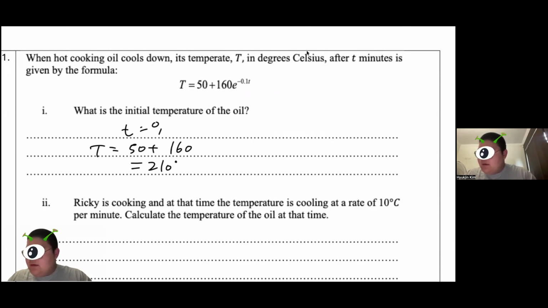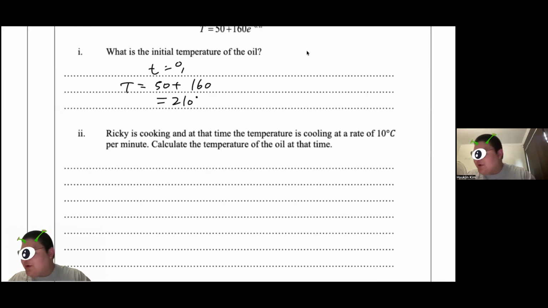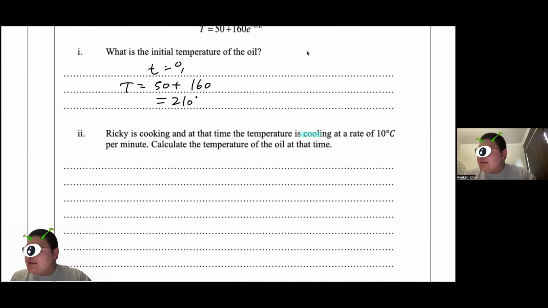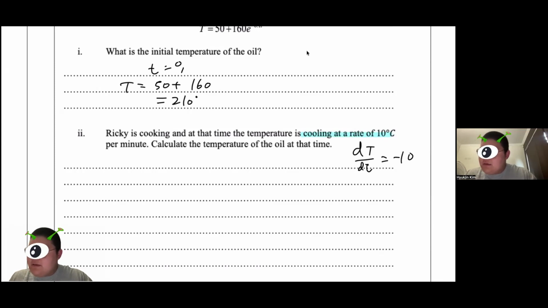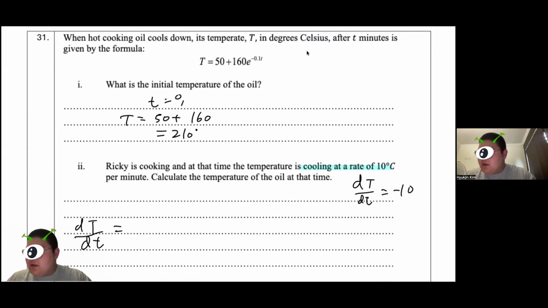Ricky's cooking, it's my brother's name, and at that time the temperature is cooling at a rate of 10 degrees per minute. Calculate the temperature of the oil at that time. Make sure you read this quite well. It is cooling, the temperature is going down, so dT over dt equals -10. So find dT over dt first: 0.1 times 160 is -16 e to the power of -0.1t.